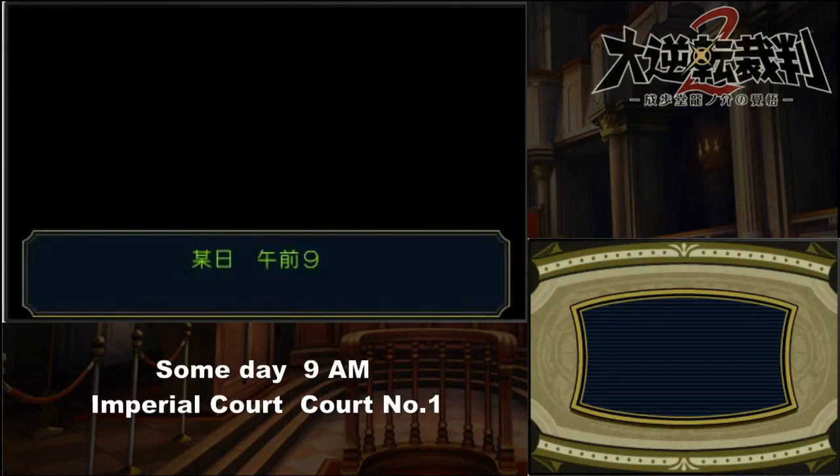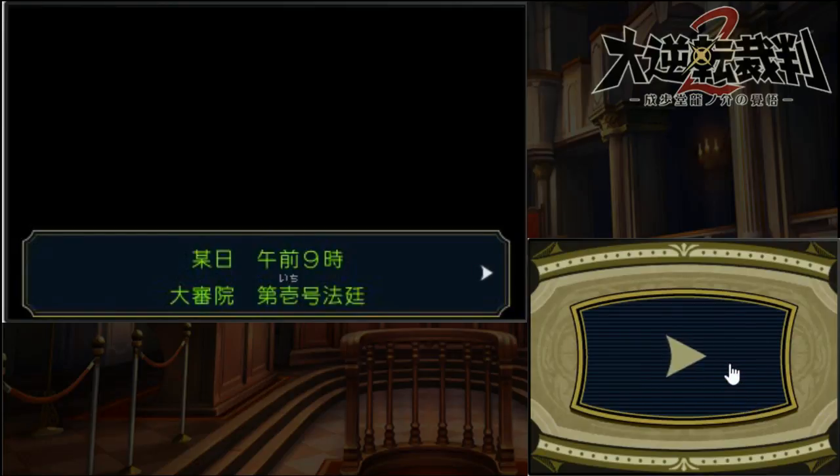So, does that pretty much throw out all the theories about Sogi still being alive? It's not the same day, it's just some day at 9 in the morning in the Supreme Court, courtroom number 1.